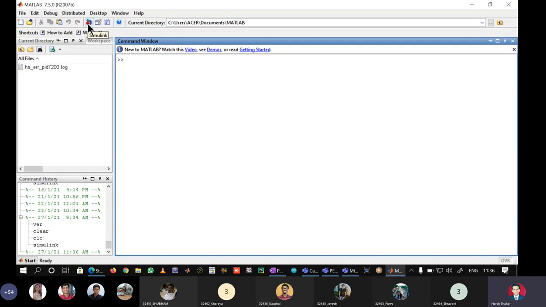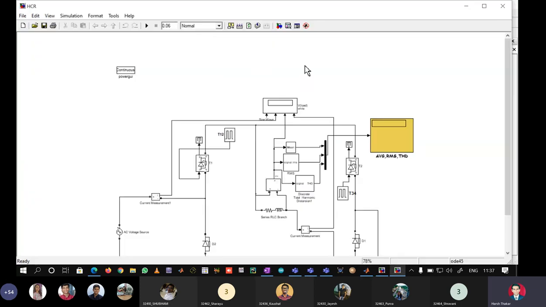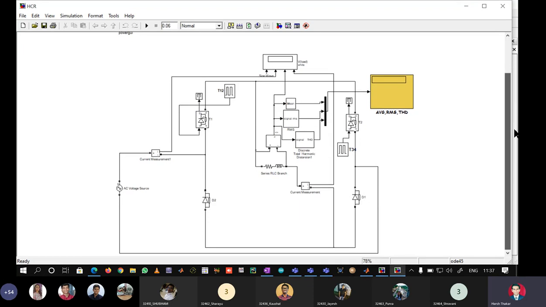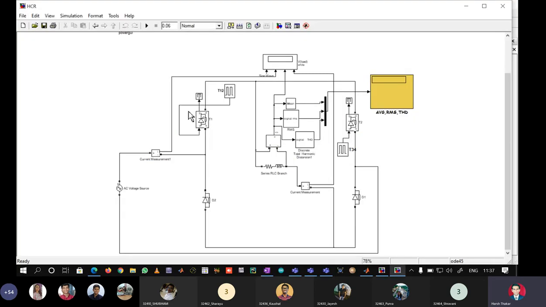You say Simulink, click Simulink, go to file, say open, go to desktop, HWCR, say open. Yeah, so here we are seeing a circuit which is exactly like what is looking in our paper. We have a bridge configuration, and in every leg of the bridge we are having one SCR, okay, fired at alpha and pi plus alpha.